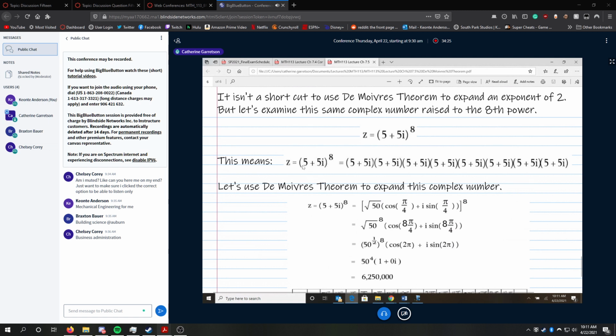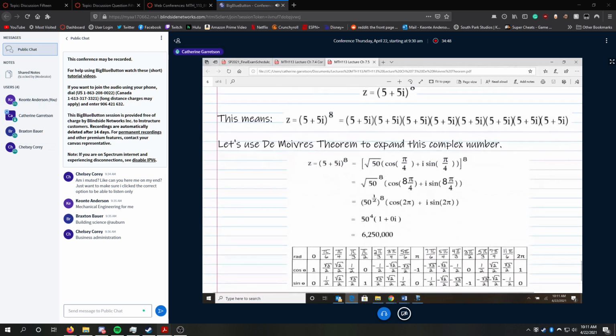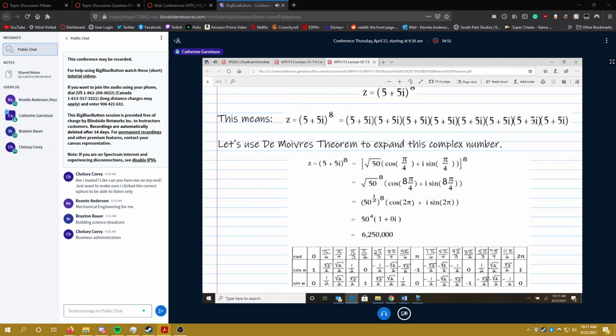Okay, so that means I have 8 of these multiplied together. And I know what the first two are. They're 50i, and these two are 50i, and these two are 50i, and these two are 50i. So there would be a way we could do that. There are some shortcuts in doing it the expanded way. But still, it's going to be easier to use DeMoivre's to an 8th power.